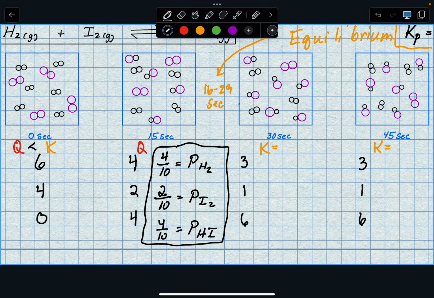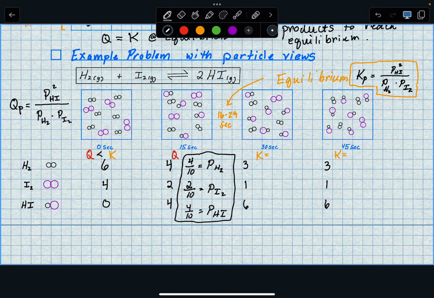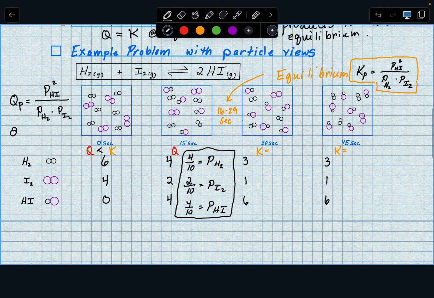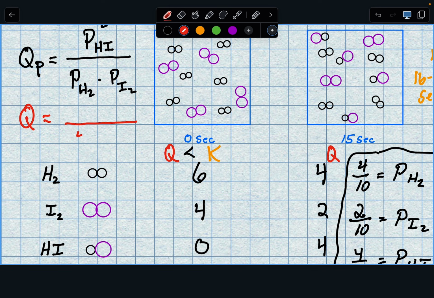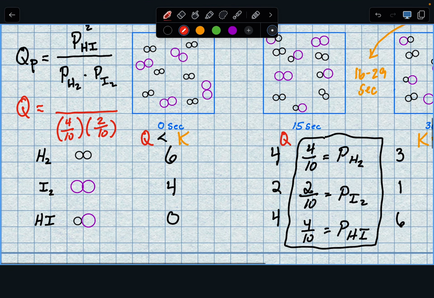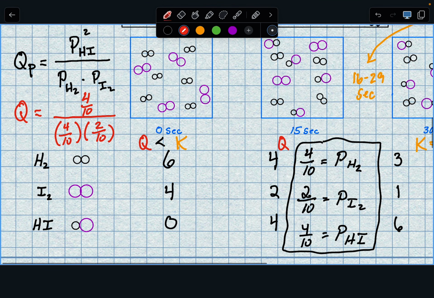So I'm going to use these partial pressures based off of the picture to find what the Q value is. Over here, I'm just going to put those values in. I'm going to use red since we know it's a Q, and we know we're not at equilibrium until close to 30 seconds. So we have 4 over 10 here, and 2 over 10 here, and then 4 over 10 again in the numerator, but we have to be careful, we have to square that.